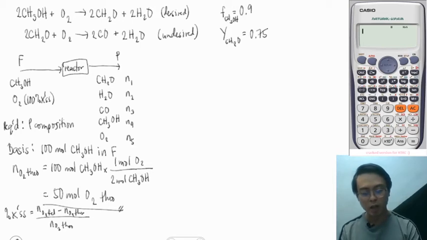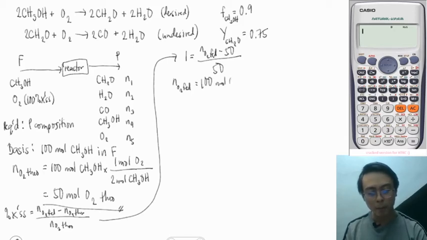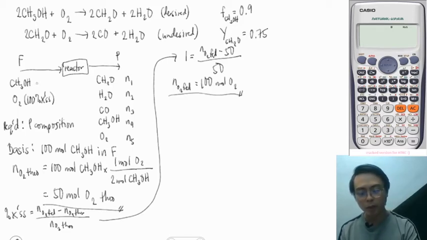So let me carry this here. Our percent excess oxygen is 100%, so that is 1, equal to NO2 fed minus NO2 Theo of 50, over NO2 Theo 50. We can get NO2 fed as 100 moles. So therefore, in the feed, we have 100 moles of methanol, which is our basis. And through the given percent excess, we have determined that the oxygen fed is also 100 moles.